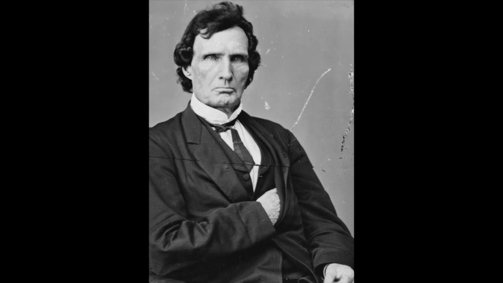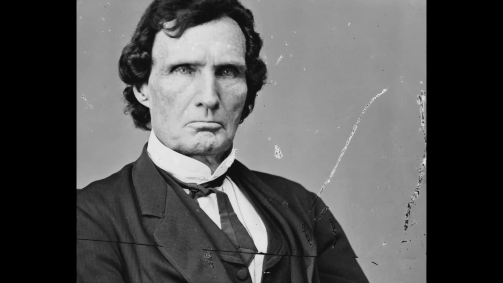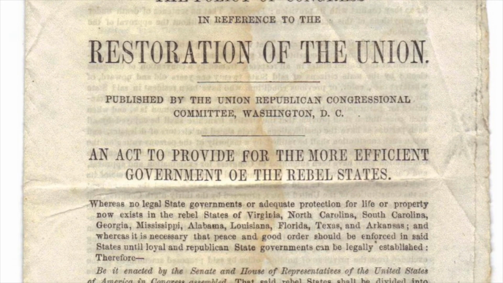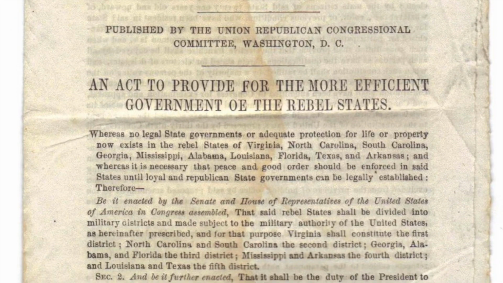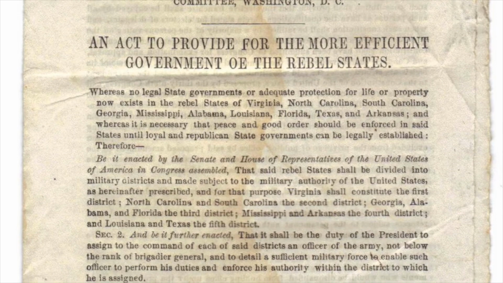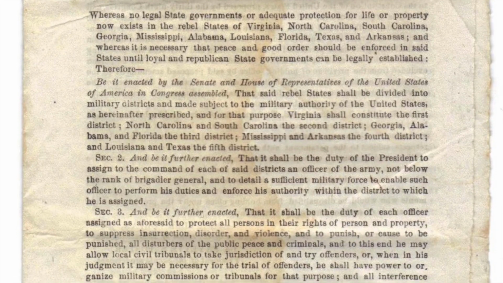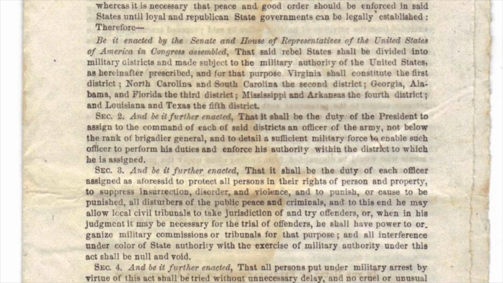In January 1867, Congressman Thaddeus Stevens, one of Johnson's leading antagonists, introduced legislation to dissolve the southern state governments and reconstitute them into 5 military districts. Johnson attempted to work out a compromise, but Congressman Stevens would have none of it. So, on March 2, 1867, Johnson vetoed the first Reconstruction Act. That same day, Congress overrode his veto.